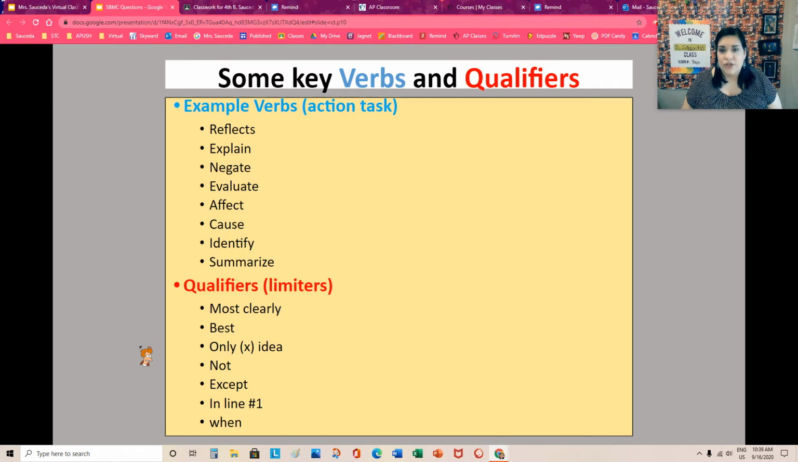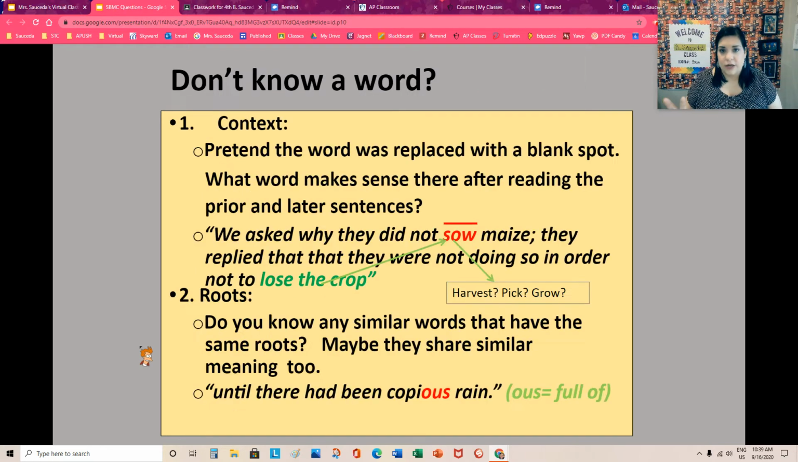And then limiters, look for these. These are really going to make or break it. Most clearly explains, the best statement. Which of the following is not an example? All of the following are examples except. Make sure that you look at those and answer those correctly.